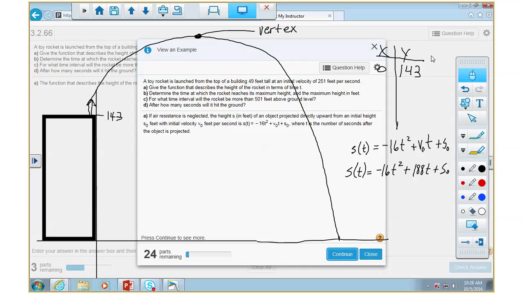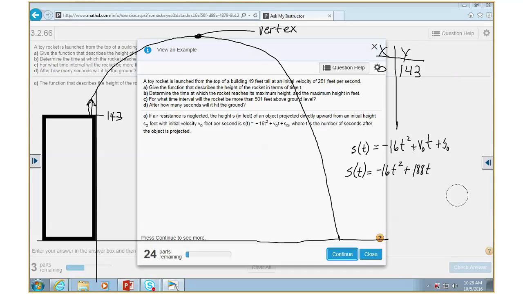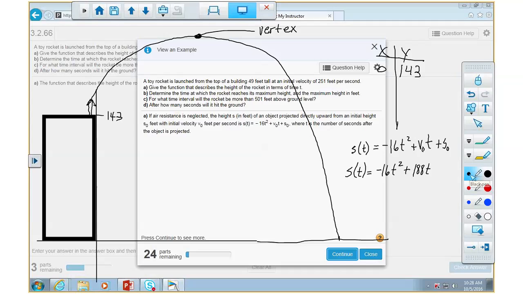All right. It says right here, where t is the number of seconds after the object is projected. And it should say in here, v sub o is the initial velocity right there. And the object projected upwards from an initial height of what? What's the height? 143. So you erase this. And that gives you your quadratic.